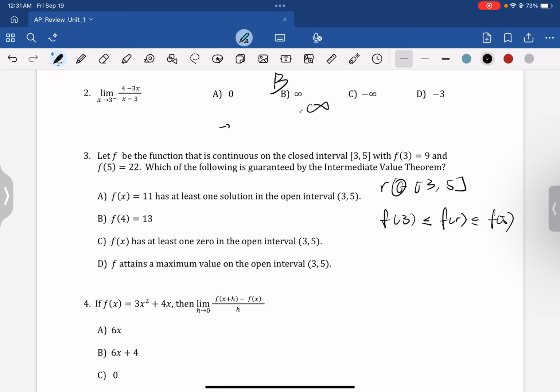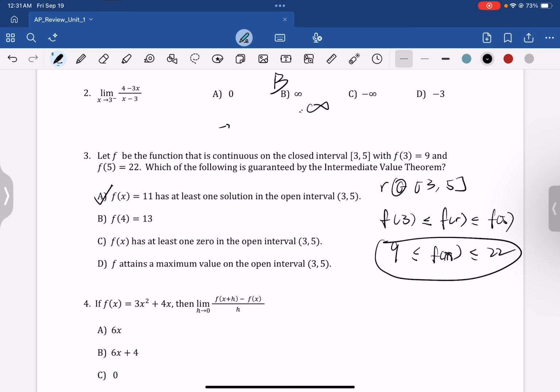Alright, so we just plug in the number: 9 is less than or equal to f of x, and f of x is less than or equal to 22. So let's check the answers respectively. First one, f of x equals 11 has at least one solution in the open interval. Yeah, that's right, because 11 is in this big interval for the y value, so this one is valid. And next, f of 4 equals 13.